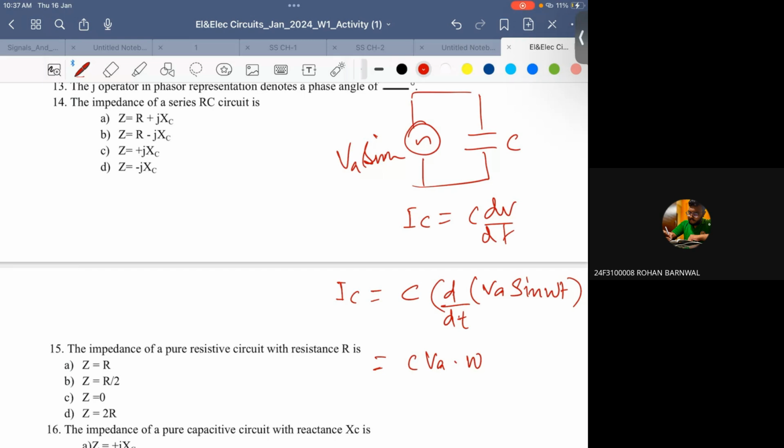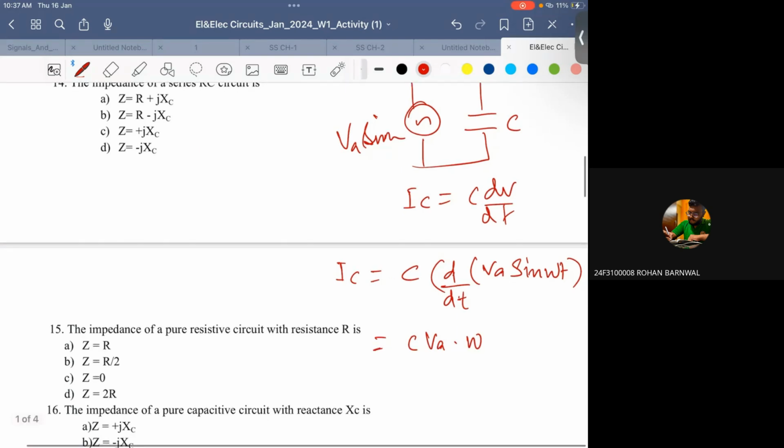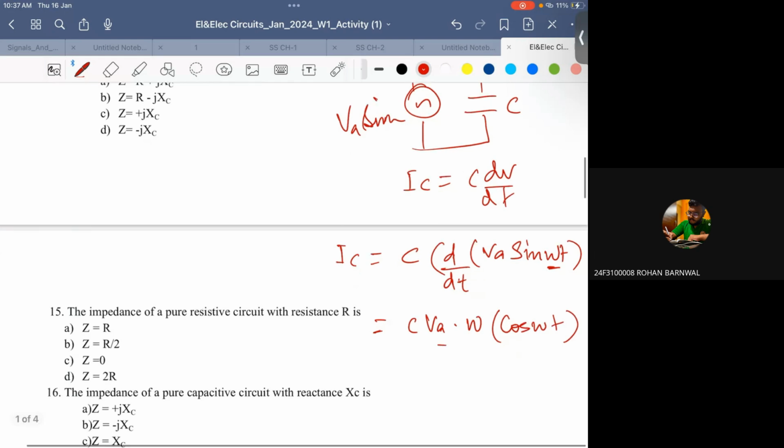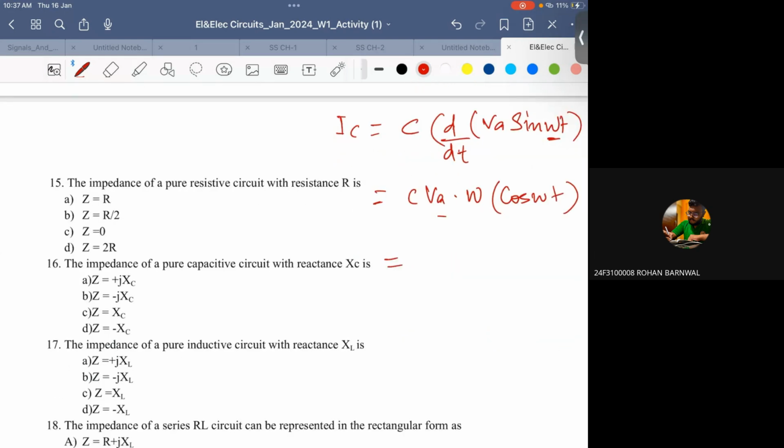Okay. So this you can just solve as it is. If you differentiate it, omega comes out, and you'll be left with cos omega t, correct? So omega C VA cos omega t. This is leading the sine omega t by 90 degrees, so because it is a cos, you can put it as 90 degrees, since it is leading the sine by 90 degrees.